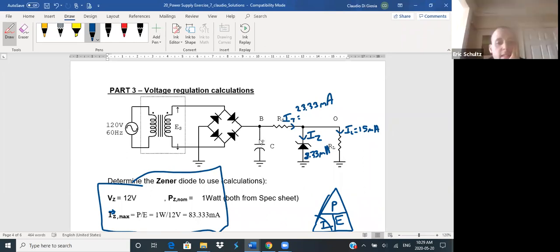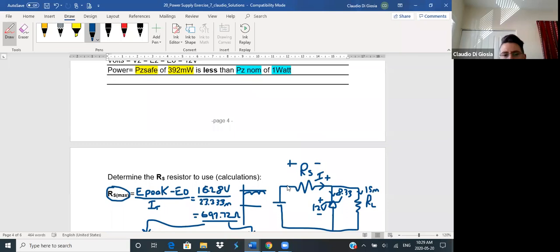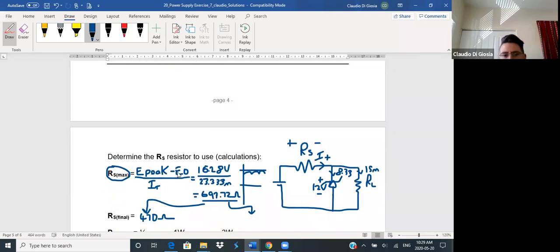So the E peak would be here. What I want is the voltage here. The reason I want the voltage here is because I want to get this resistor value. We don't know what it is. We have to calculate it. Using Kirchhoff, the voltage here minus the voltage here gives the voltage here. That formula is basically E peak minus EO, which will give me the voltage here, 16.28.